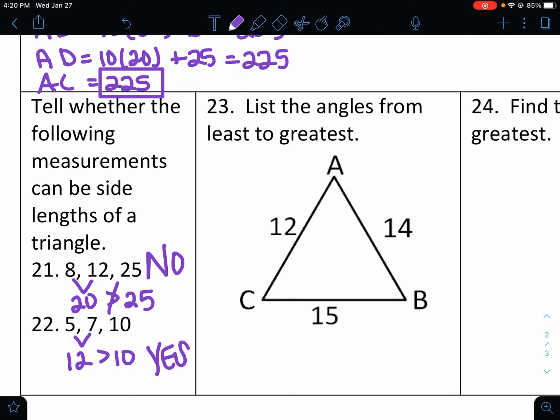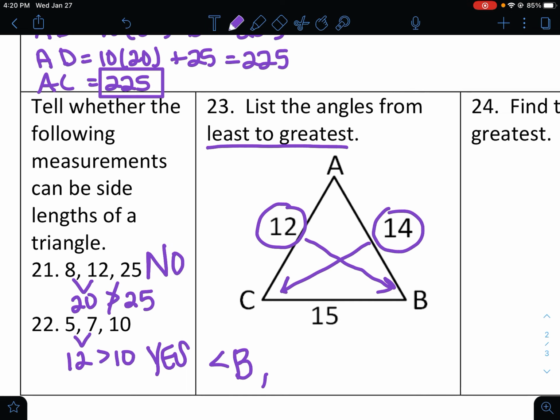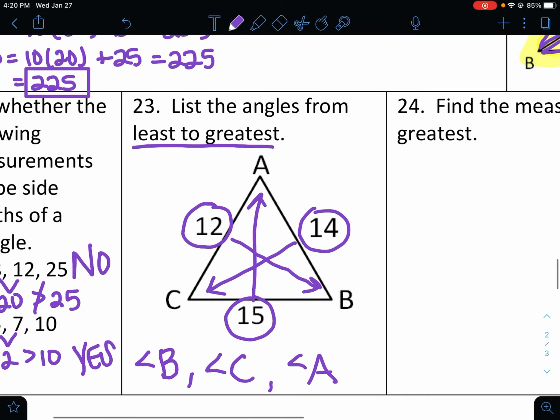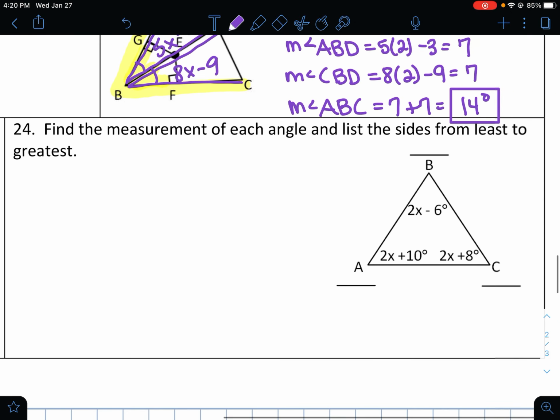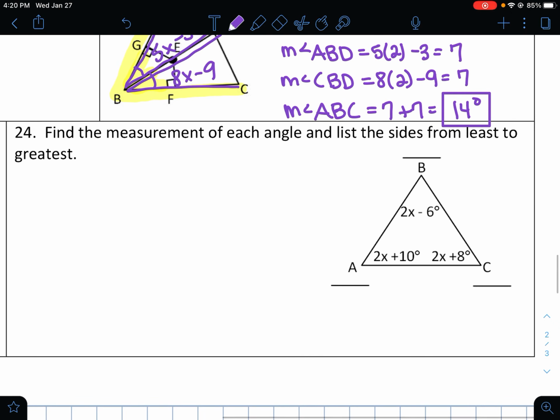Number 23, we're going to list the angles from least to greatest. Least to greatest, so look at the side lengths, look for the least one, and then the angle across from it will be the smallest angle. And then keep going in order. And then the greatest one is 15, so that means the biggest angle is A. Okay. And number 24, find the measurement of each angle and list the sides from least to greatest.